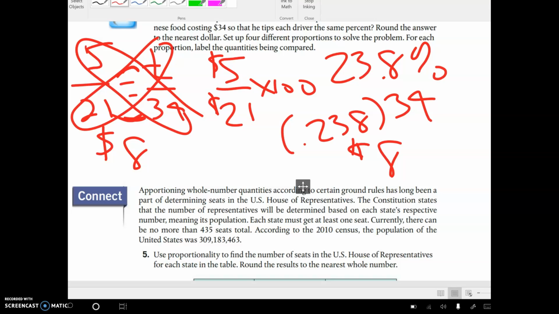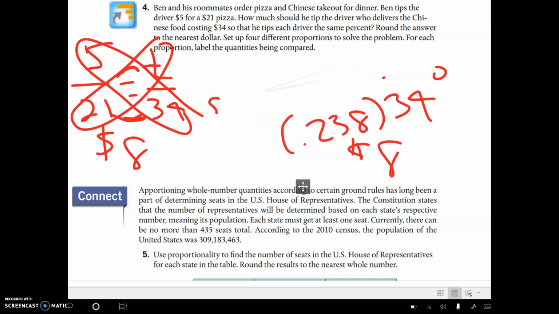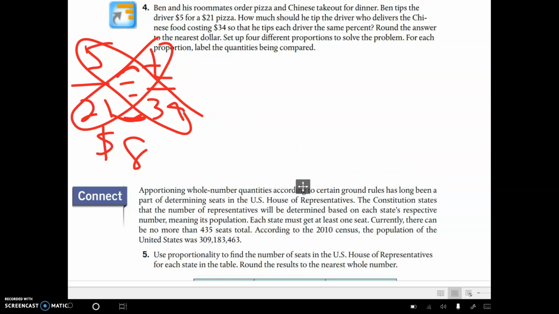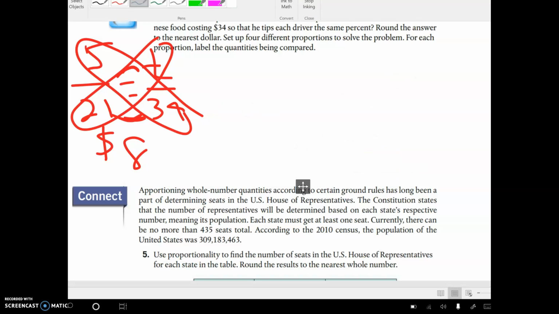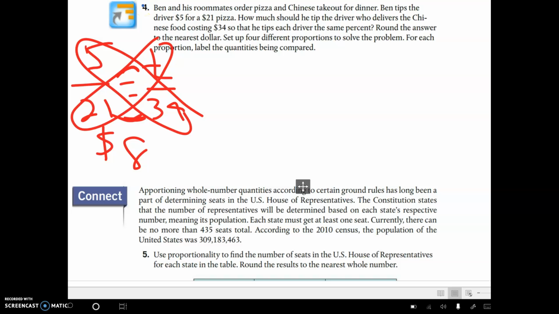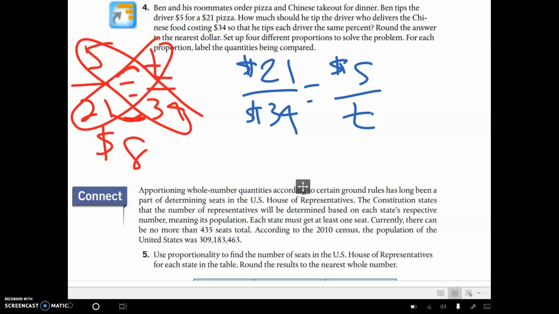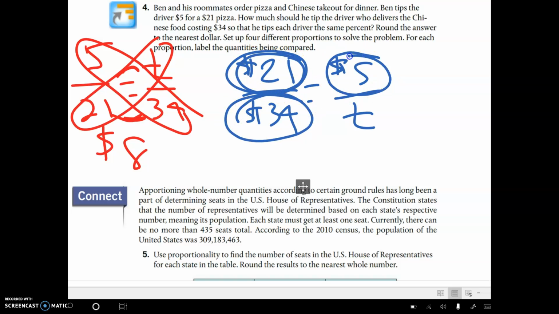Now, as far as this question goes, there's lots. If you want to do proportions, there are a lot of proportions you can set up. As long as your units are consistent, you're fine. So you could go a $21 meal compared to a $34 meal. And then you could say the tip for the $5 meal compared to the tip for the 34. And notice units match. We have the 21, the cheaper meal over the more expensive meal, the cheaper tip over the more expensive tip to match. You could flip those around.